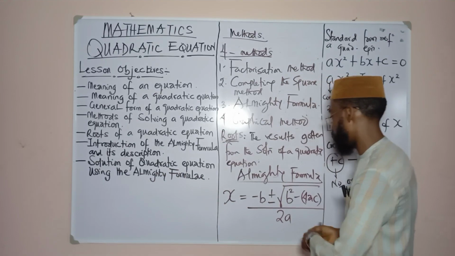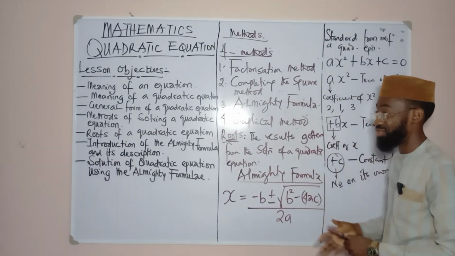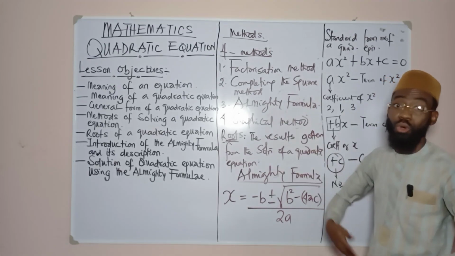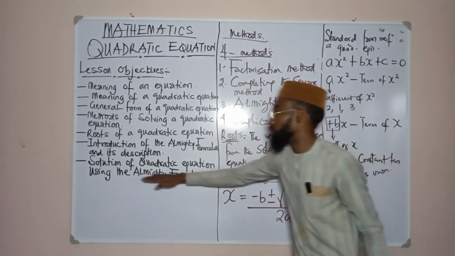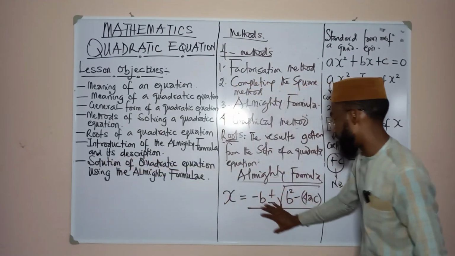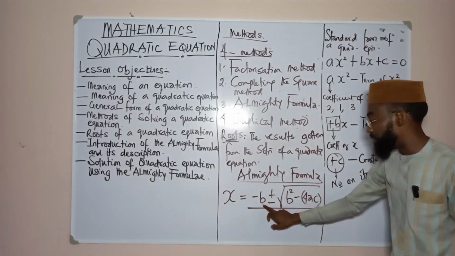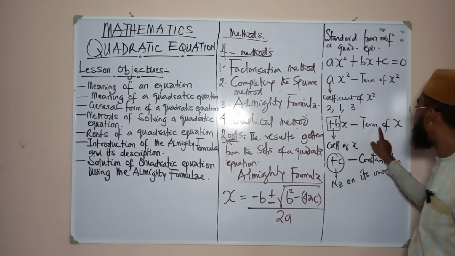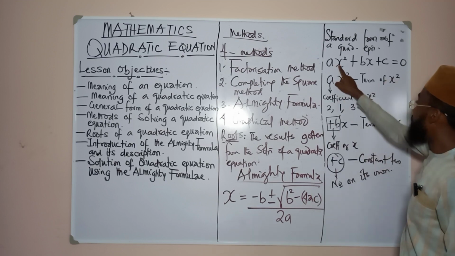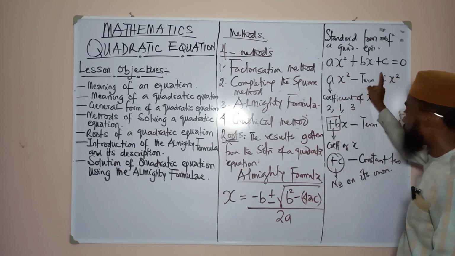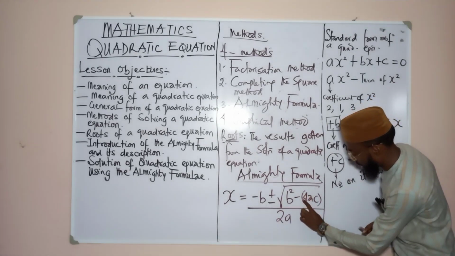We may have time to also prove how this formula was gotten, but for the purpose of solving questions in an exam, you don't need to get into the whole nitty-gritties of how to prove this. Okay, so its description. We'll just say a couple of things about the description, even though I had done it earlier here. B stands for the coefficient of x. A stands for the coefficient of x squared, and C is your constant term.